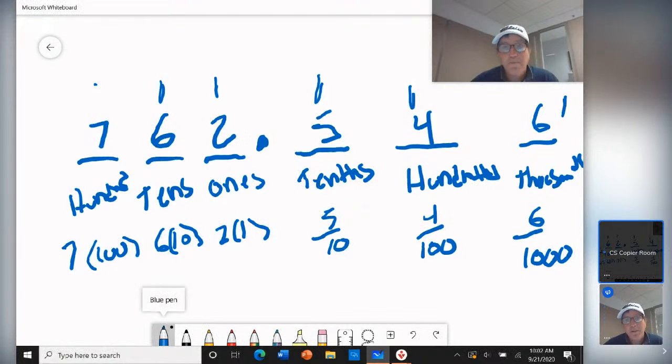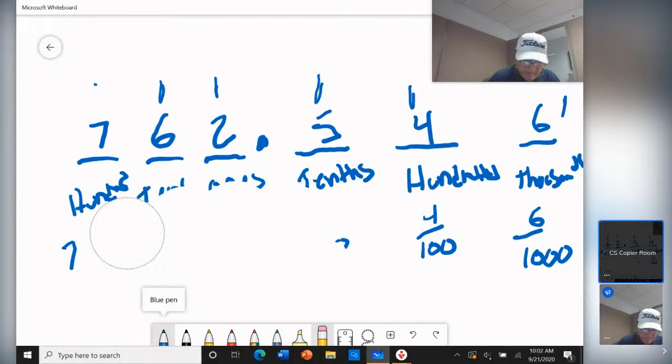Some of you are probably really familiar with this. Some of you, this might be new, but it's important, I think, to understand a little deeper than what the number just represents. So let's do another one here. Let me erase these.